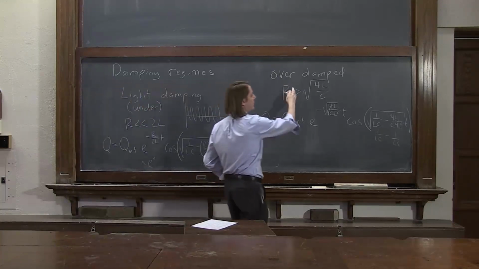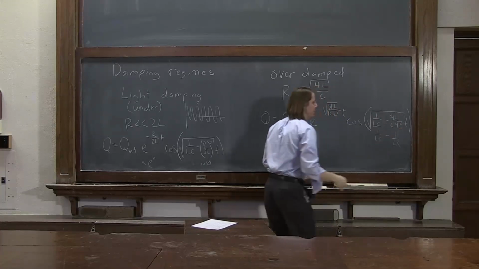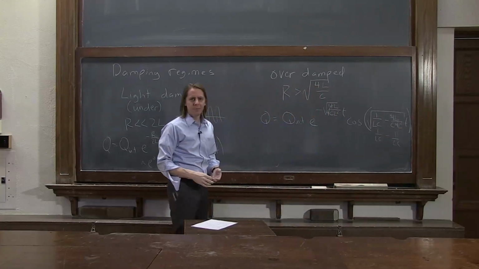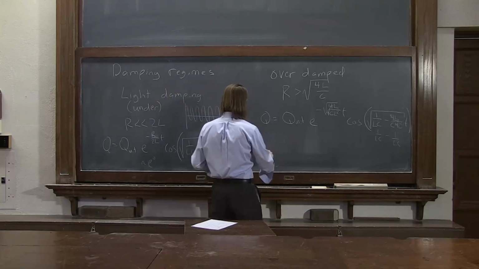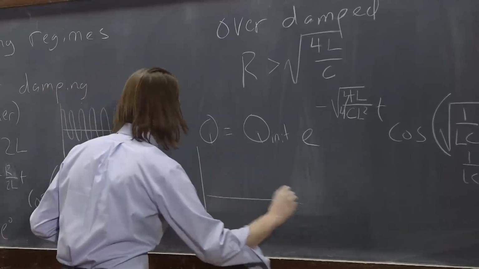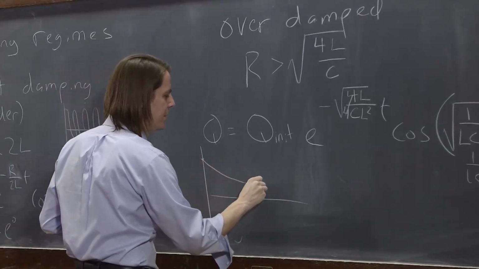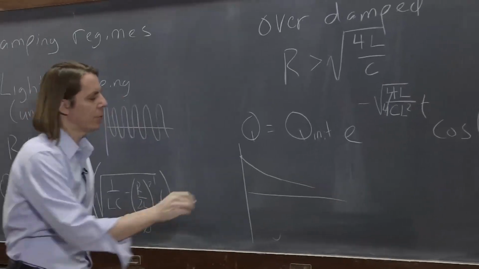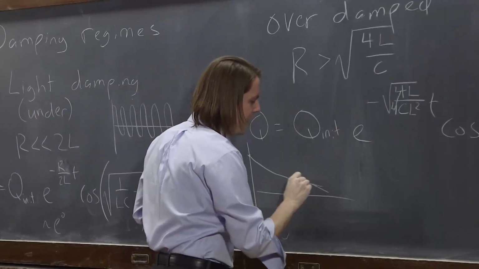If R is greater than this number, this term becomes negative. This gets even bigger. You have the square root of a negative number. Then the frequency is imaginary, and it doesn't oscillate anymore. So in the case of overdamping, it doesn't oscillate at all. It actually does something like this. It starts up here, and it goes, and it actually never reaches 0, or it never crosses over. Just goes off forever towards infinity, and it never crosses over.